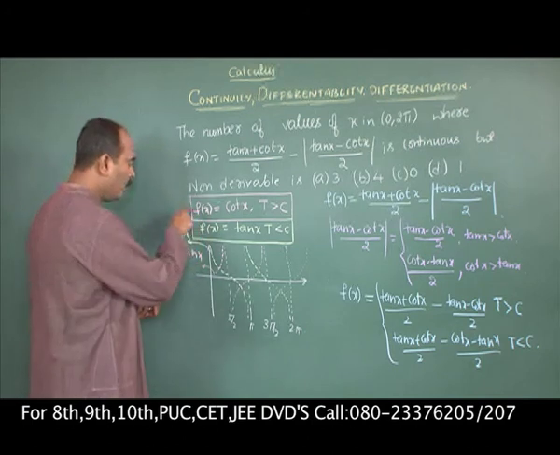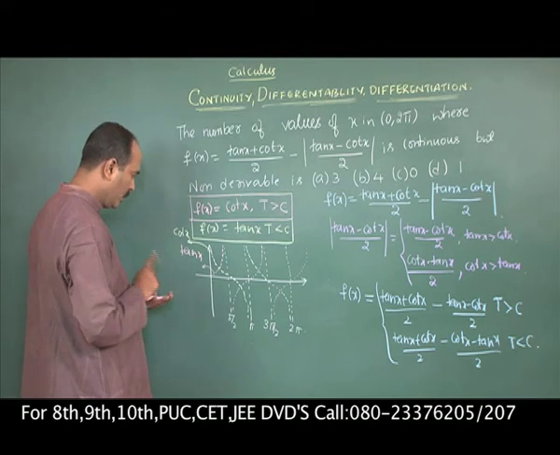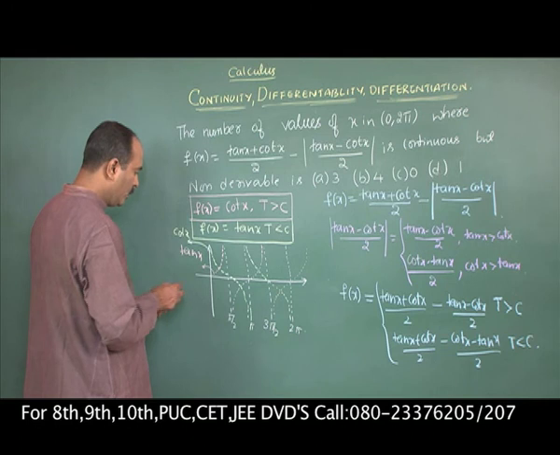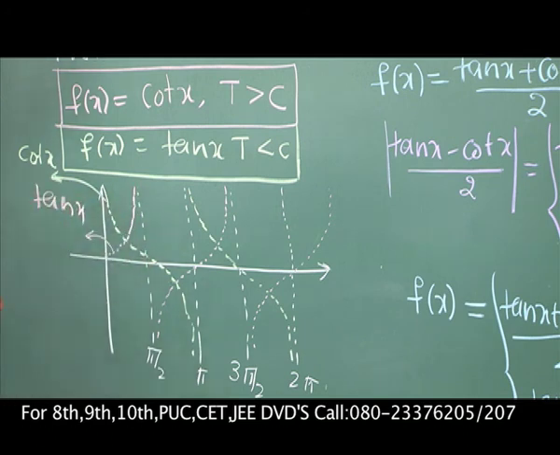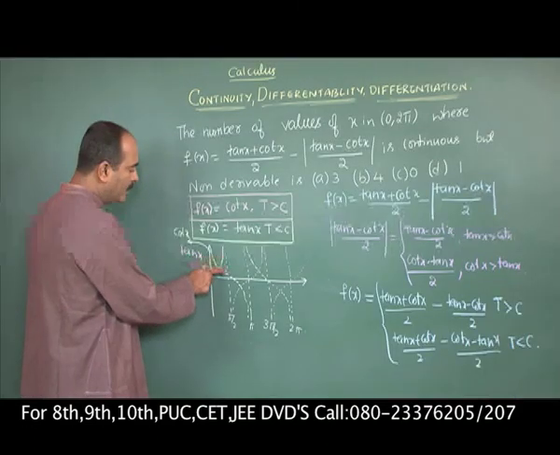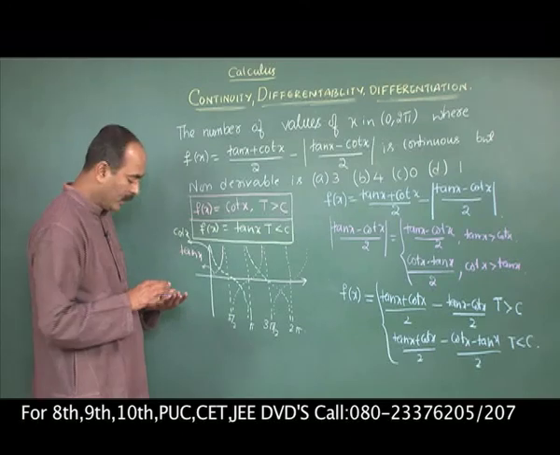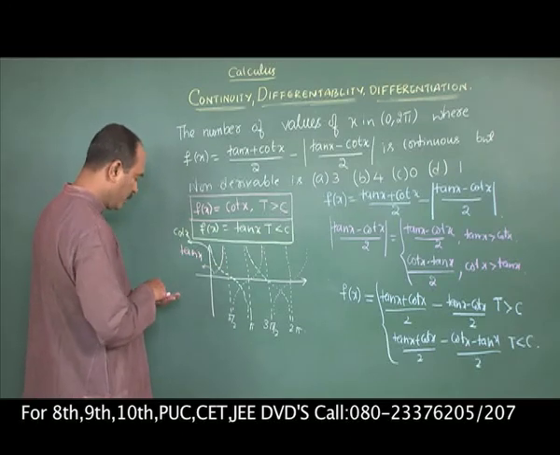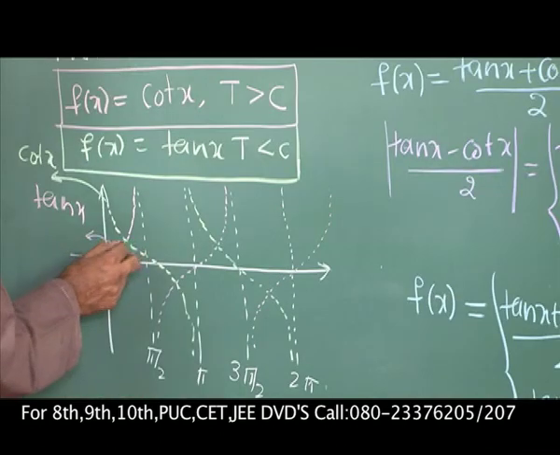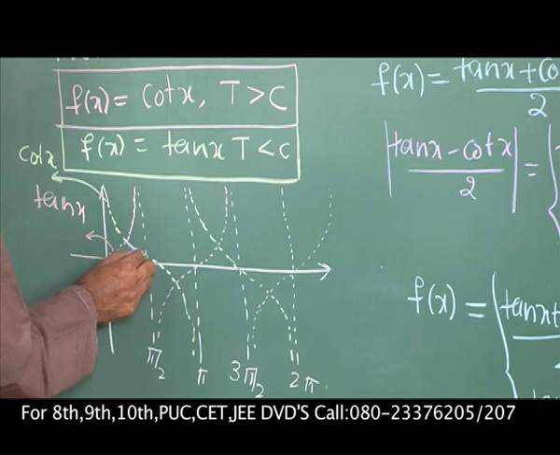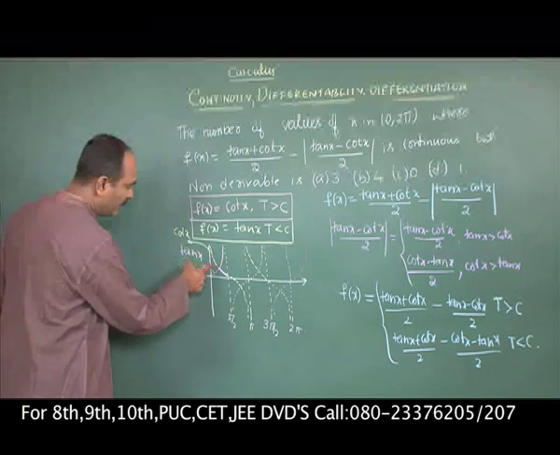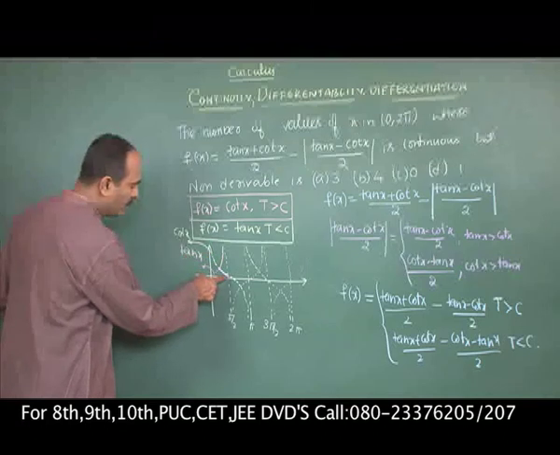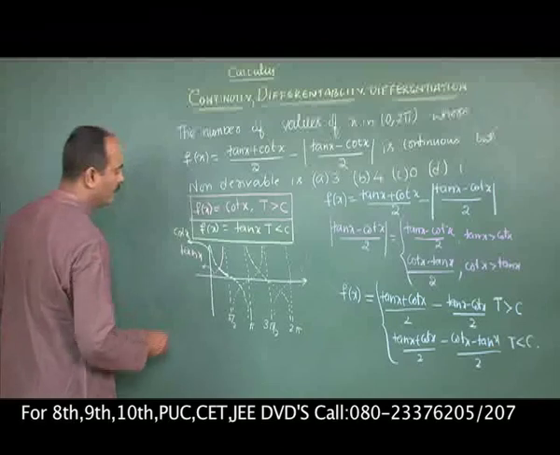Now, f(x) is equal to cot x when tan x is greater than cot x. Observe carefully: whenever the pink line is above the green line, tan x is greater than cot x. When tan x is greater than cot x, retain cot x. So I should retain this, till here, where tan x is greater than cot x. Therefore, retain cot x. So I have retained cot x.